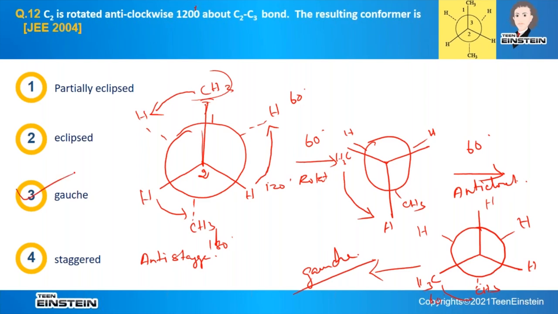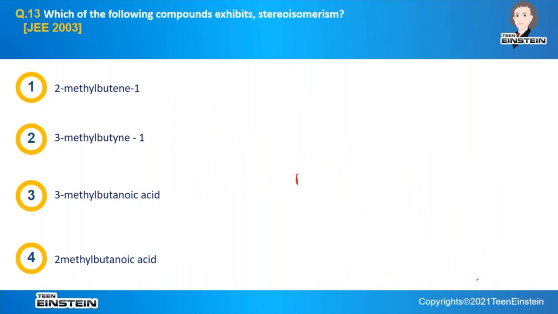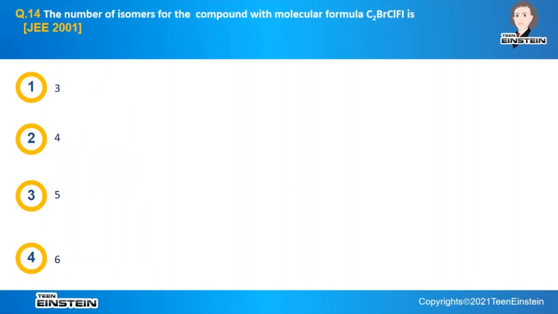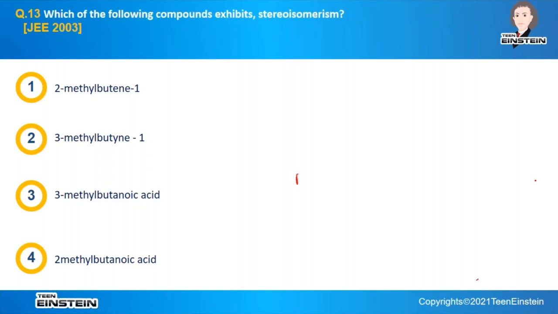So next, move on to the 13th question. Which of the following compounds exhibits stereoisomerism? So here they gave 4 options: 2-methyl butene 1, 3-methyl butene 1, 3-methyl butanoic acid, 2-methyl butanoic acid. So here we can draw all the structures. First we write down all the structures of the given compounds.